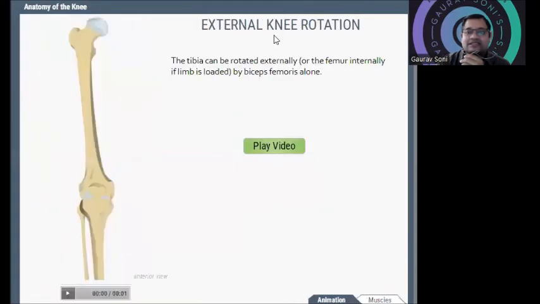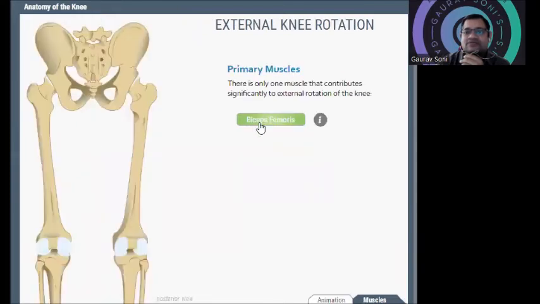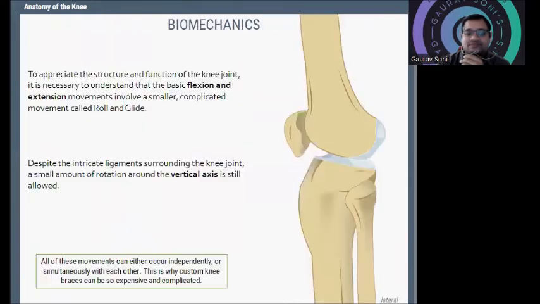Now for the external knee rotation, the tibia can be rotated externally by biceps femoris alone. This motion, again you can see, this one is the external rotation. The only muscle involved is biceps femoris. This one is biceps femoris.